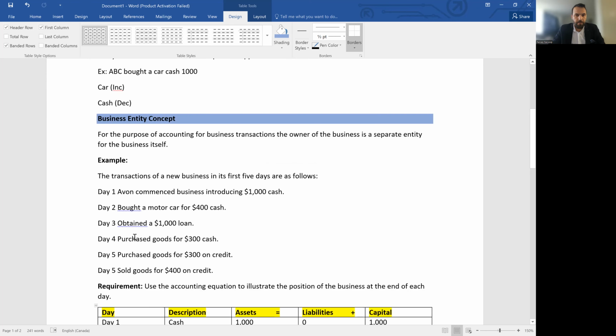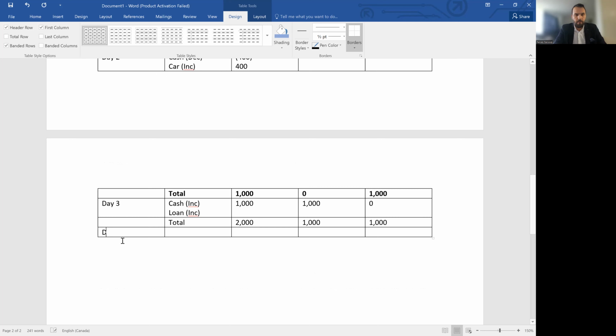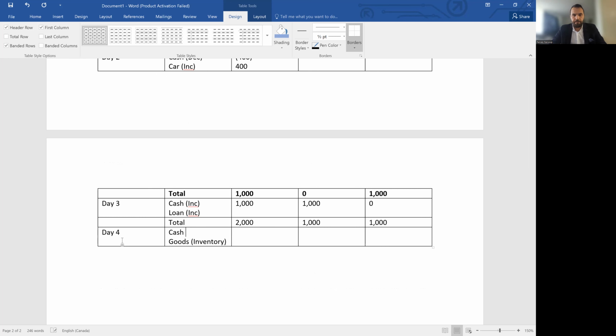Let's start number 4, day 4. Purchase goods for 300 cash. Again, day 4. We have two accounts. One is cash, the other is goods, or we can also call it inventory. So both of them are assets. Inventory increases. So our cash decreases. Really sorry, my apologies. So cash decreases. Why? Because we paid cash.